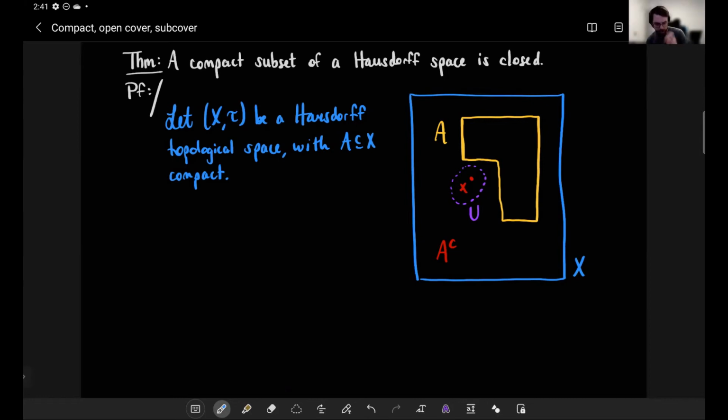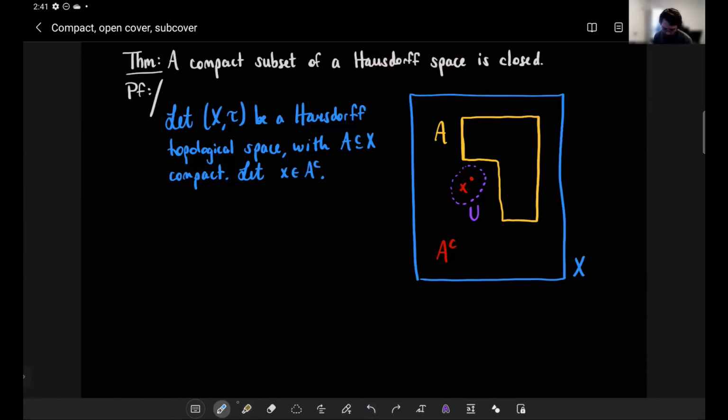Okay, so how can we do this? Again, our goal is to show that a complement is open, so we'll say let X be in a complement. Then what can we do? Well, whenever you're stumped, just think: there's some stuff I've written down, it's not gotten me anywhere, but I have some assumptions that I haven't used yet. In this case, I know my space is Hausdorff.